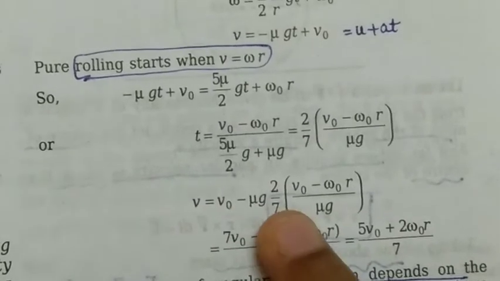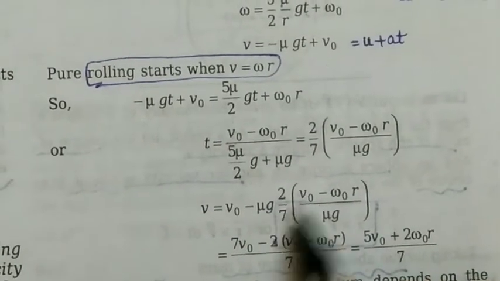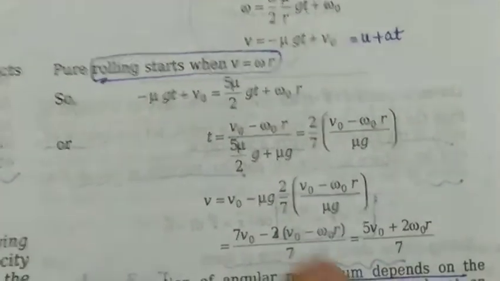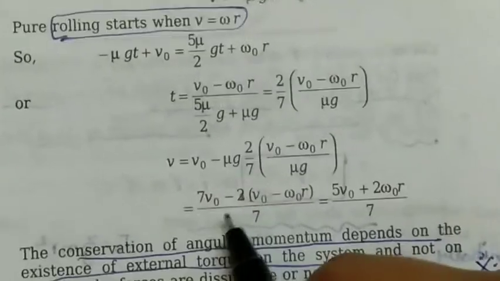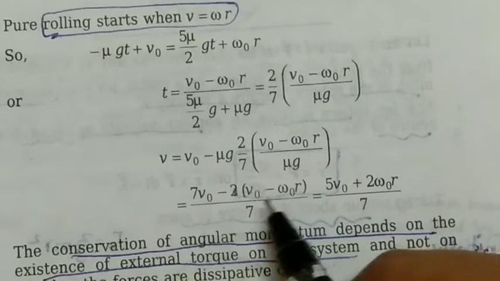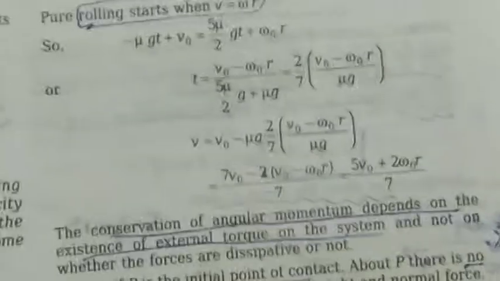So 7 v naught, sending the 7 v naught, minus 2 v naught, minus into 2 v naught minus 2 r omega naught. That is a minus 2 if we keep aside. So v naught minus r omega naught, if we solve this, 7 v naught minus 2 v naught is nothing but 5 v naught, and minus into minus is plus 2 r omega naught by 7. So this is the thing.